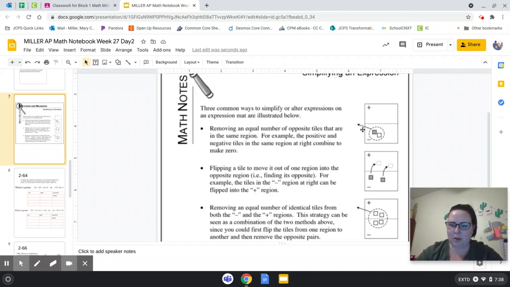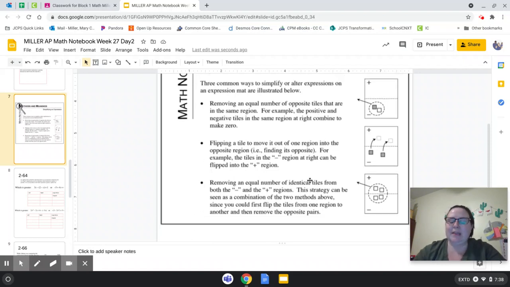That's fine too. Okay. We've already talked about flipping over and over again. If it's positive, it becomes negative. If it's negative, it becomes positive. Okay. We've talked about that. This is the other thing that I want you to see that's similar to combining the flip concept and the zero pairs concept all into one. Removing an equal number of identical tiles from each of the sections.